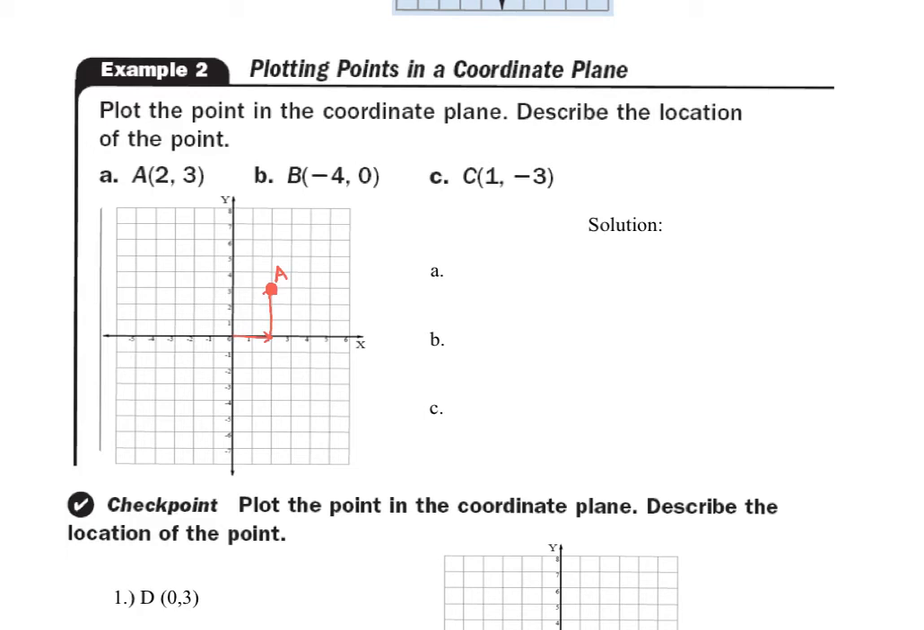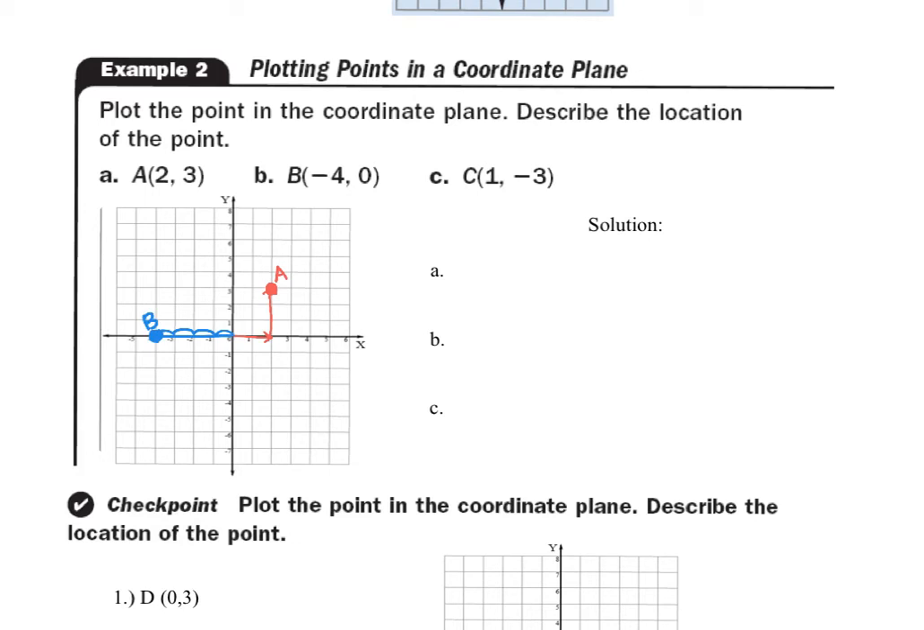Point B, it wants me to put at negative 4, 0. So because the first number is negative, I'm going to move left 4. Again, I'm counting over the lines, not the boxes. And the second coordinate is 0, which means I am not going to move up or down any. And so this point would go right there on the x-axis, and I'm going to label that point B.